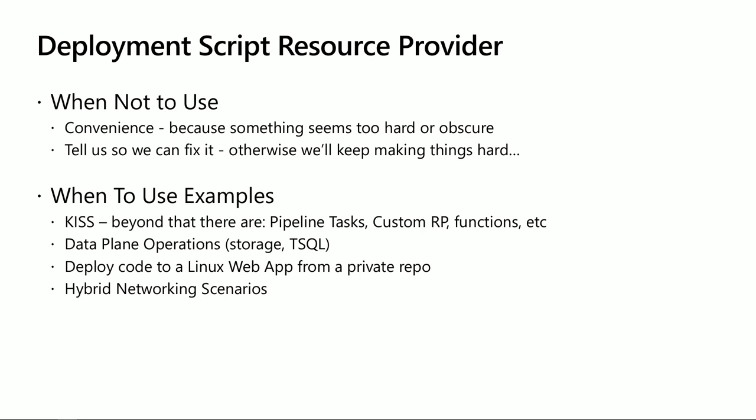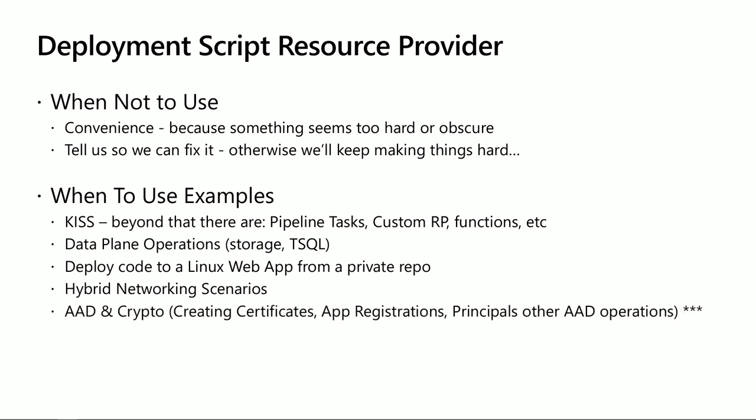Hybrid networking scenario, so you think, hey, I've got some IP addresses that I need to know either in Azure or on-prem. I need to map those through a deployment. Something that you need to get like that. A couple here, any Azure Active Directory or cryptographic operations are really good. They're not strongly supported in templates. So you think creating certificates, app registration, service principals, things like that. And license checks is one. So you want to go, during a deployment, go out, check a license server, find out how many cores you can deploy in this deployment.